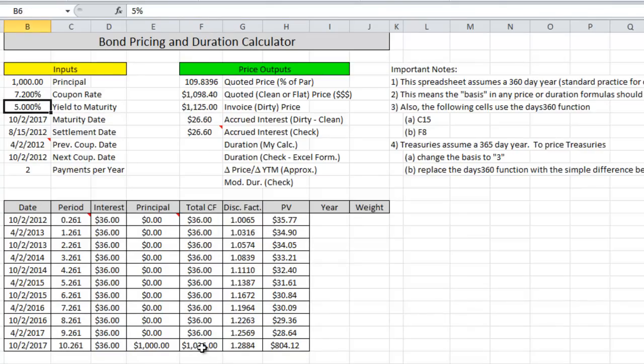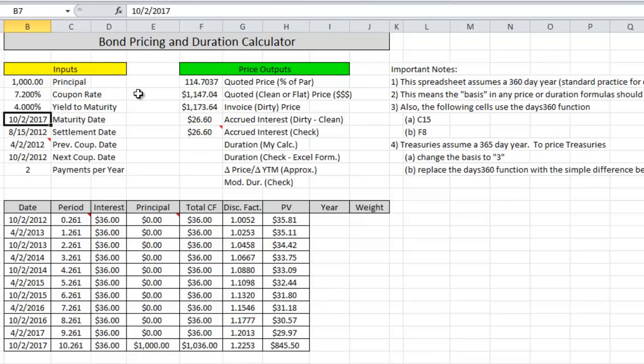First and foremost, the inverse relationship between yield to maturity and bond price. As yield to maturity goes up, bond price goes down. Check it out. Here's the clean price. Here's my yield to maturity. I'm going to jack it up to 8. Watch what happens. Bond price goes down considerably. And the inverse holds. If yield to maturity goes down, bond price is going to go up. Watch bond price. Bond price goes up.